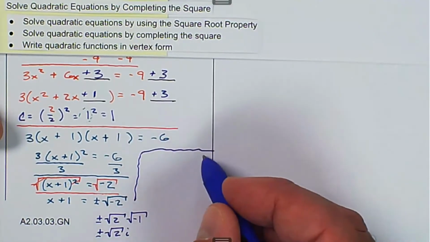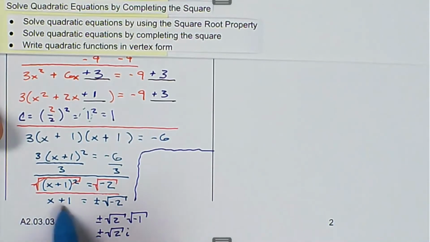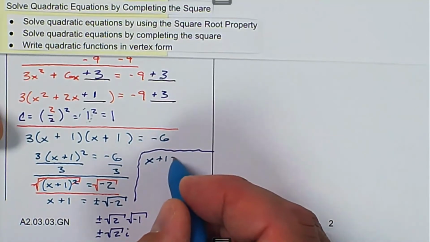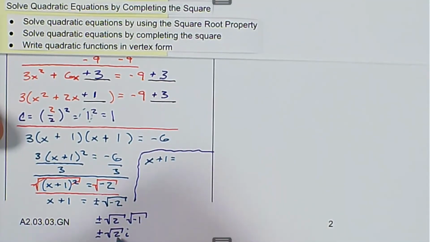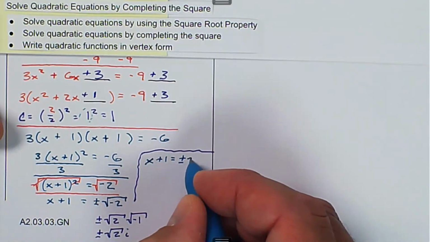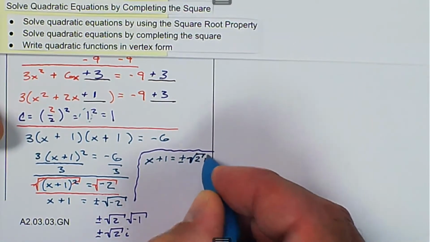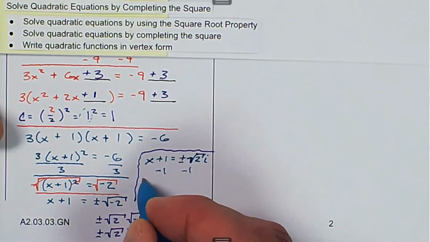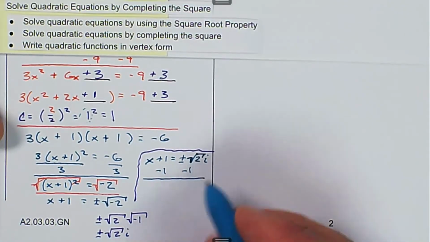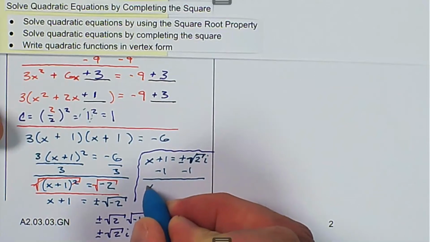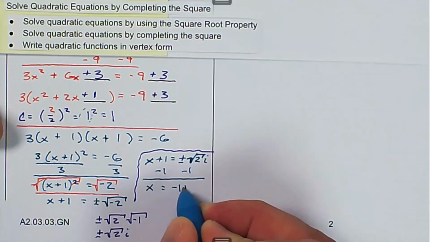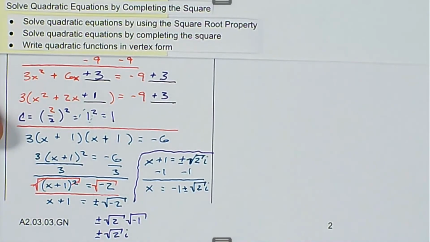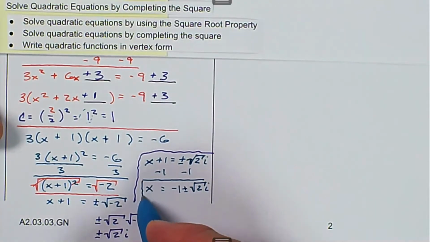So we'll move our work up here. The left side is still x plus 1, and the right side is equal to plus or minus the square root of 2 i. Now we simply subtract 1 from both sides. We cannot combine these terms because they're not like terms. So we get negative 1 plus or minus the square root of 2 i, and that is our simplified answer.